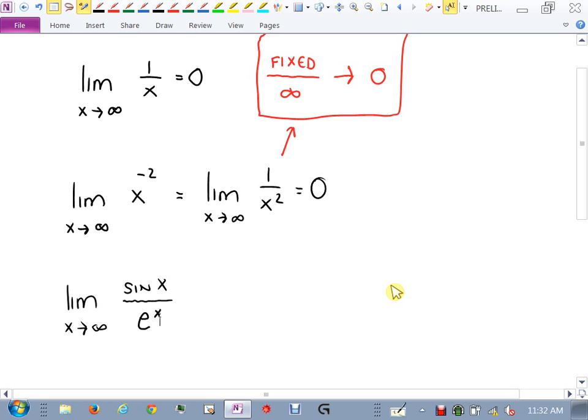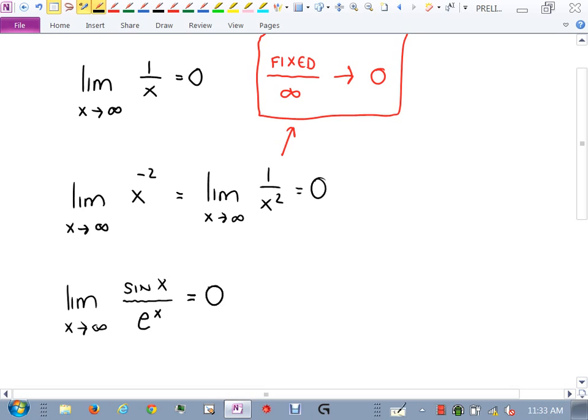The denominator, e to the x, we all comfortable? E to the x looks like the exponential function, right? It's going to take off to the right, up. So this one's just going back and forth between negative 1 and 1, and this one is getting bigger and bigger. So what happens? It also goes to 0.